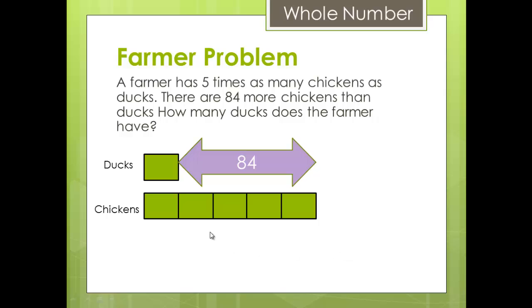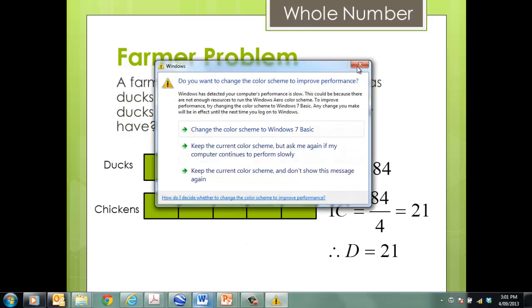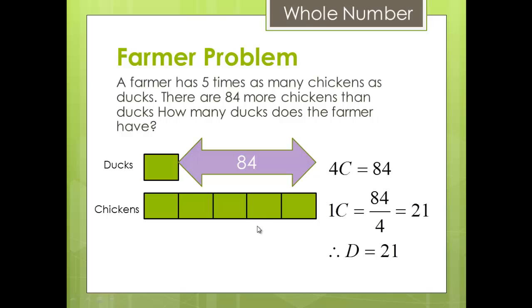And so what we do know is that 4 of these units is equal to 84. So 4 of these little units is 84, divide that by 4, get 21. And we know that one of these units is 21, so that is equal to the number of ducks. So again, it's a fairly simple way of showing your students how they can use these models to get into the question. Alright, so going to the next one.